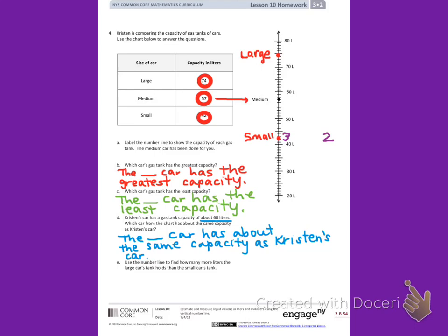Now I can go from 44 all the way up to 54. And that's a jump of 10. And from 54, I can jump up to 64. And that's a jump of 10. And from 64, I can jump up to 74. And that's a jump of 10. If I add all three of those numbers up, I will know the difference in liters that the small car holds compared to the large car.